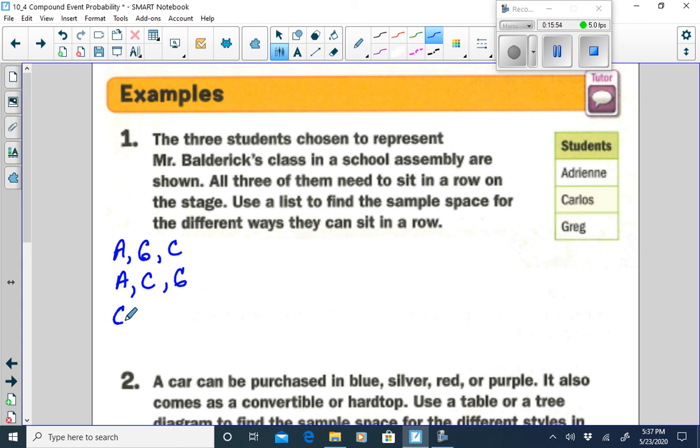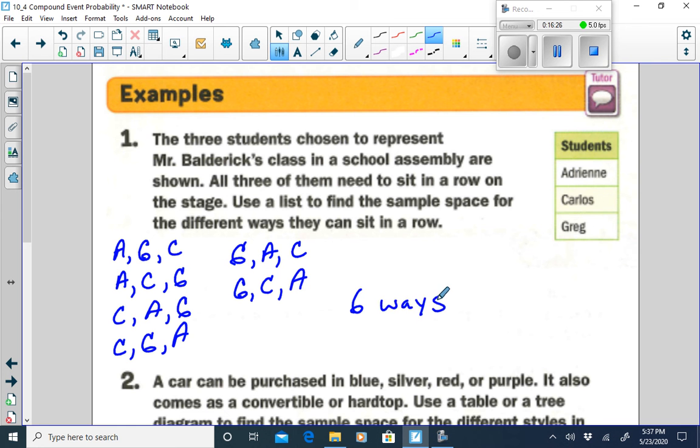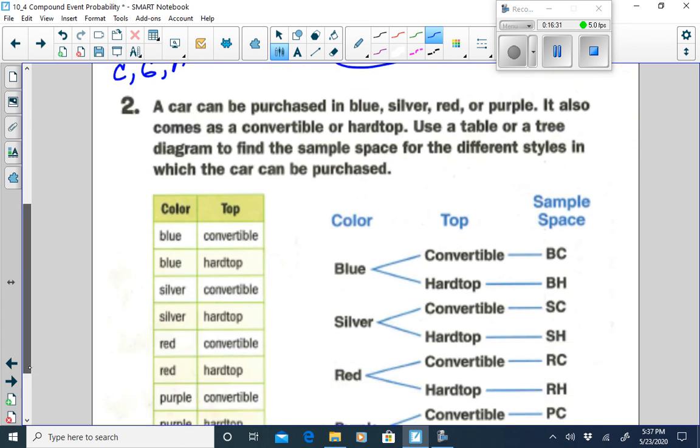If Carlos is first, you could have Adrian second and Greg third, or if Carlos is first, you could have Greg second and Adrian third. All right, and then if we have Greg first, you could have Adrian second and Carlos third, or if Greg is first, you'd have Carlos second and Adrian third. So use the list to create the sample space. Well, here's our sample space, right? There are 6 different ways that they could sit in a row. Right, next example.